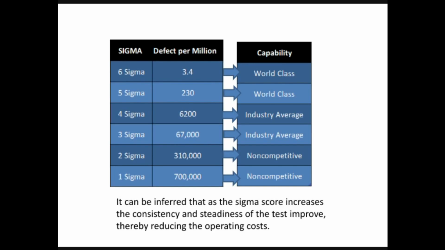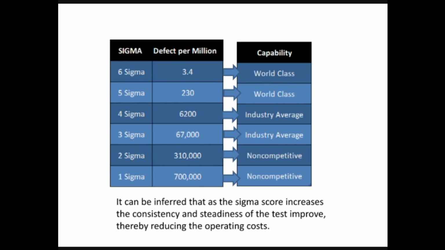3 Sigma and 4 Sigma are considered to be industry average. 5 Sigma has 230 defects per million and can be considered world class. 6 Sigma has 3.4 defects per million and is considered to be a true world class capability. So anything which is between 3 Sigma and 6 Sigma, but not equal to 6 Sigma, is acceptable. And anything which is equal to 6 Sigma or more than 6 Sigma is best, and has a world class capability.